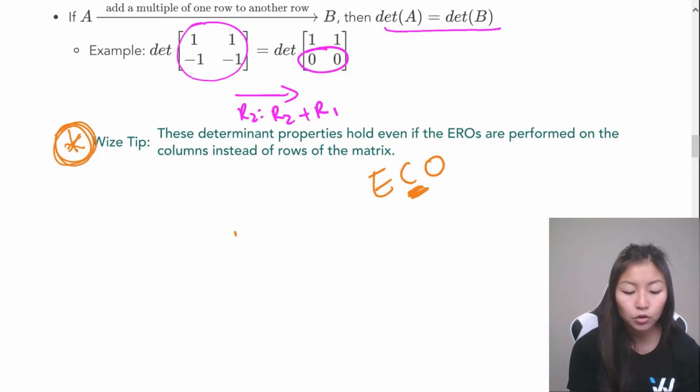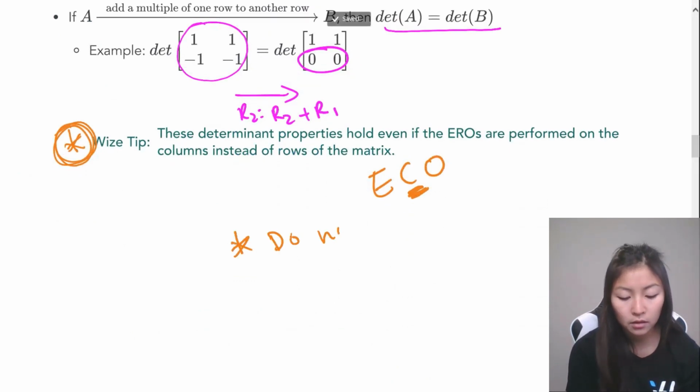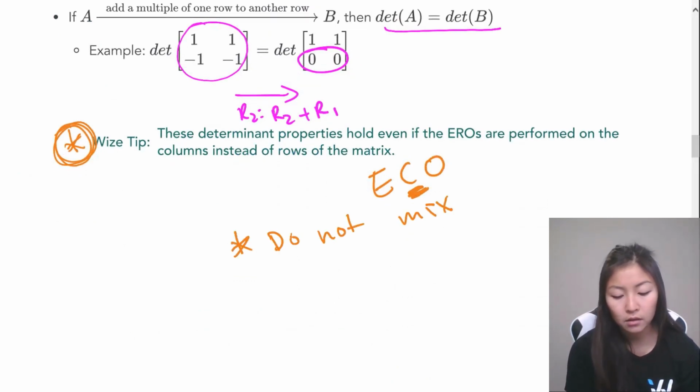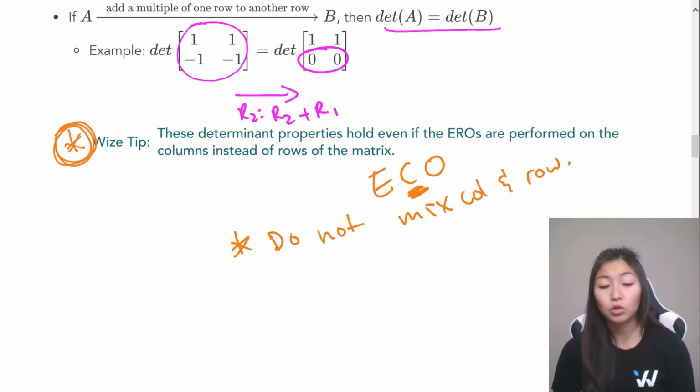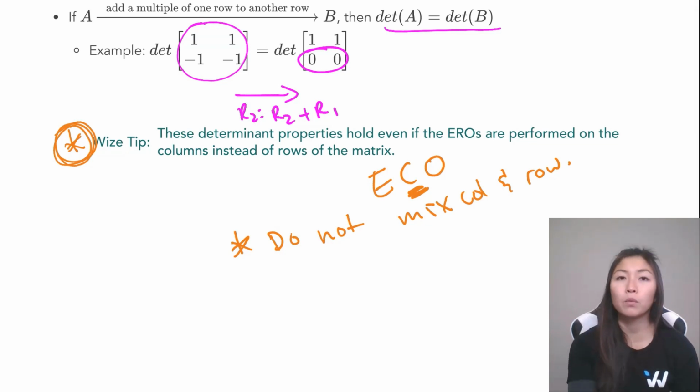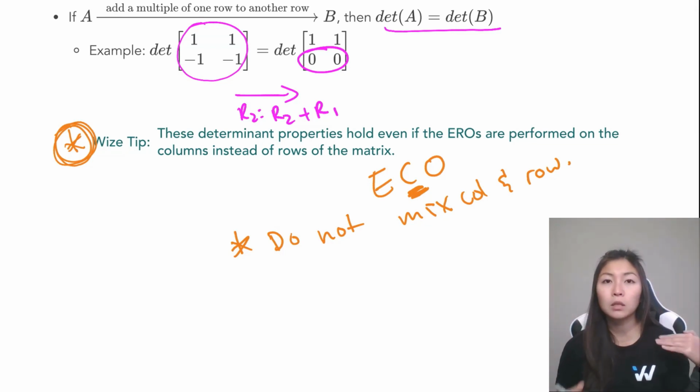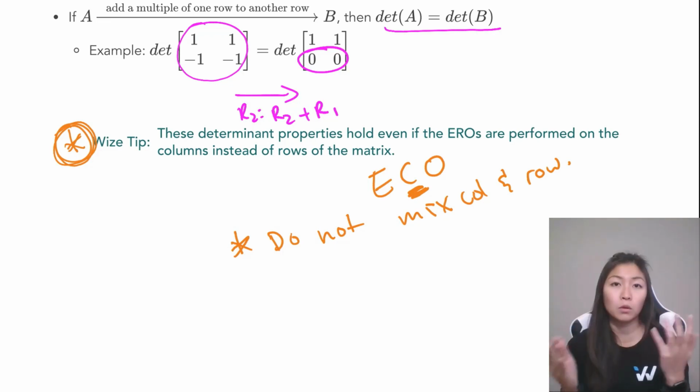But do not mix columns and rows. So do not switch a column and a row. Do not add a multiple of a row to a column, okay? You can only deal with columns and columns or rows and rows. That's it.